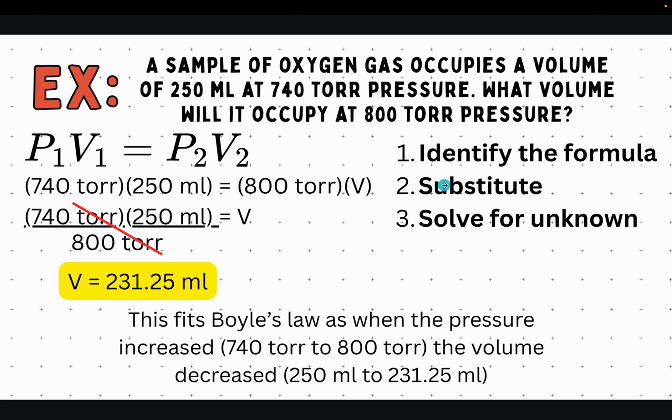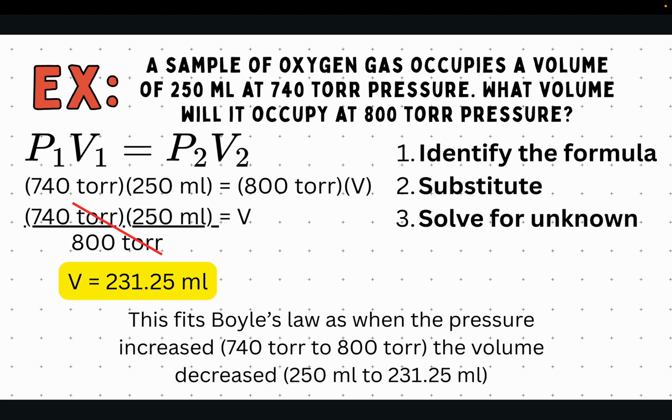And now we're going to substitute our information into the formula. So it occupies a volume of 250 milliliters at 740 torr pressure. That is before. It's occupying it right now. So we got 740 torr and 250 milliliters as P1 and V1. Then it says the pressure is going to change to 800 torr. So we're going to put 800 torr as P2, and we're going to leave V2 as V. That's the thing we're trying to find. So we've got one variable that we're going to try and find.